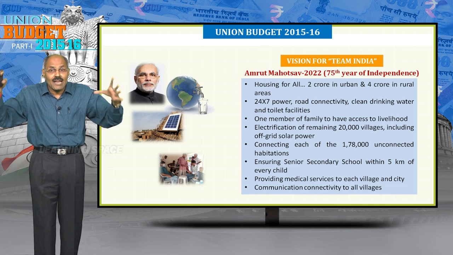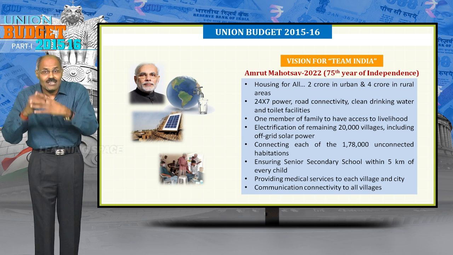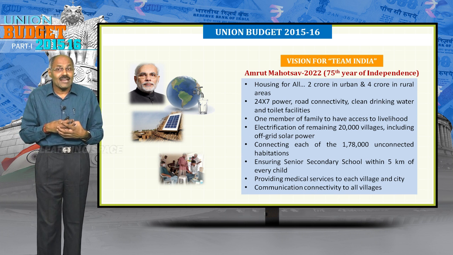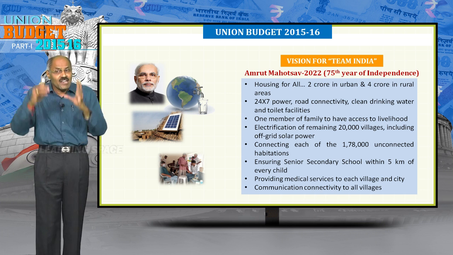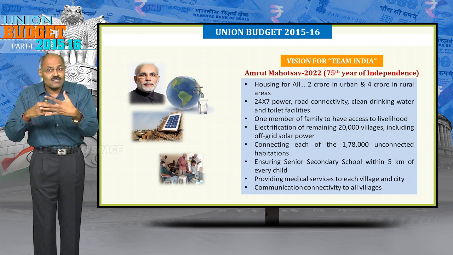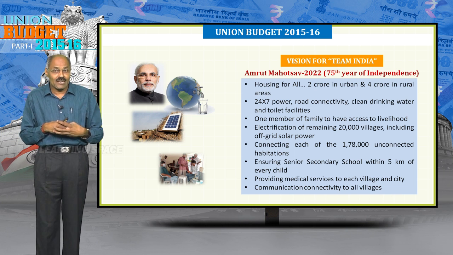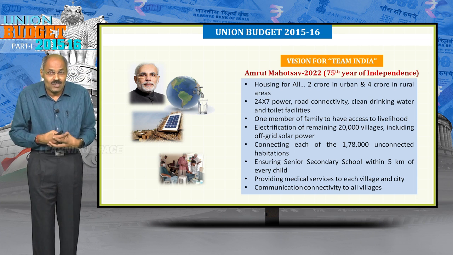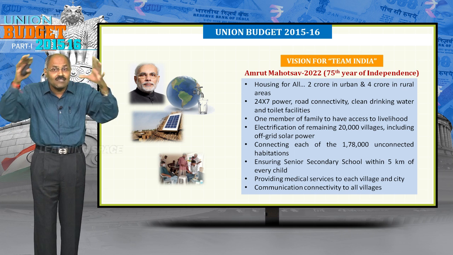So 20,000 habitations are to be given electricity by 2022, and 1,78,000 unconnected habitations are to be connected by road facility, and each and every student of this country should have access to senior secondary school within 5 kilometers of radius. These are the programs government wants to implement by 2022, and the budget is devised in this direction.